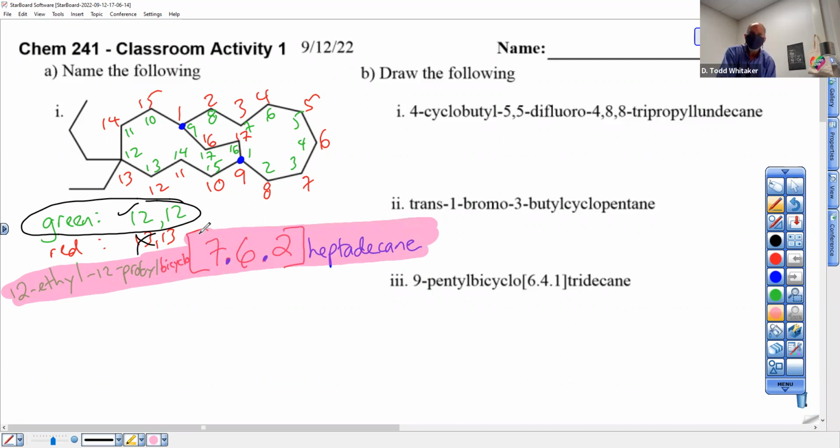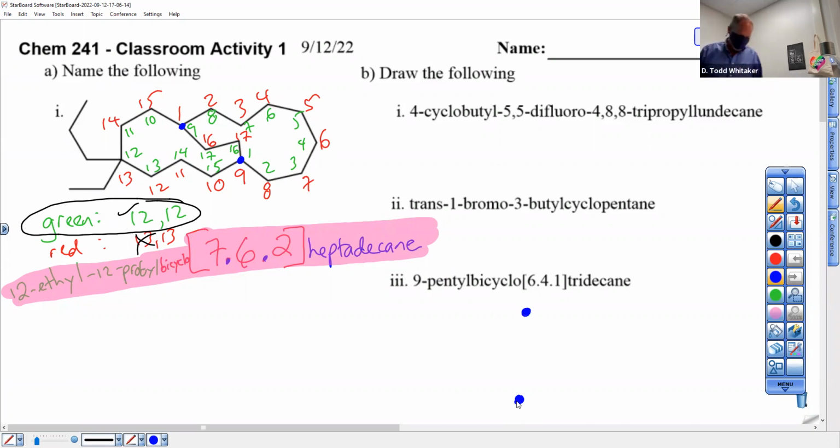And with that in mind, I'm going to start the last answer. I put 2 blue dots. This morning I did horizontal, I'll do vertical in the evening. It doesn't matter. The best way to do bicyclos when you're given the name is draw the 2 dots first.